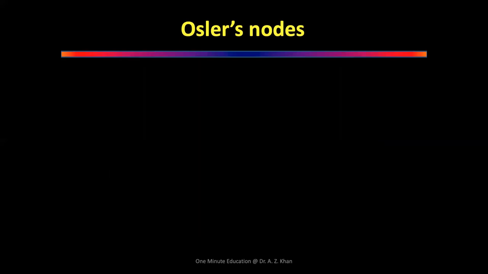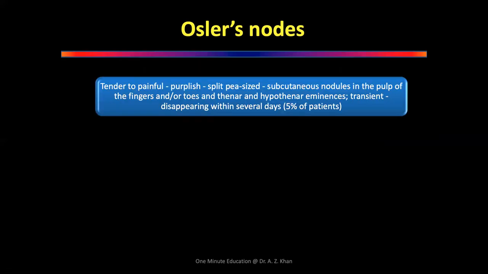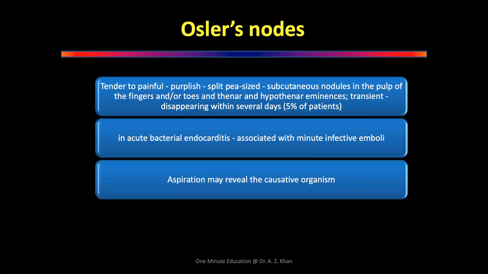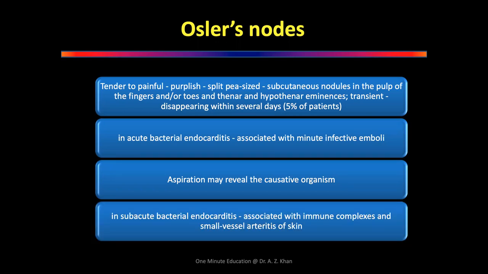It's Osler's nodes, okay? Osler's nodes are tender to touch, painful, purplish, split pea subcutaneous nodules in the pulp of fingers and toes, thenar and hypothenar eminence, okay? And they're usually seen in acute bacterial endocarditis. They are because of minute infective emboli, which go to the periphery and form these nodules. And actually, if you aspirate them, you might get some organisms in them. So usually seen in subacute bacterial endocarditis. Okay, subacute bacterial endocarditis. Another thing that you get in subacute bacterial endocarditis is this lesion.